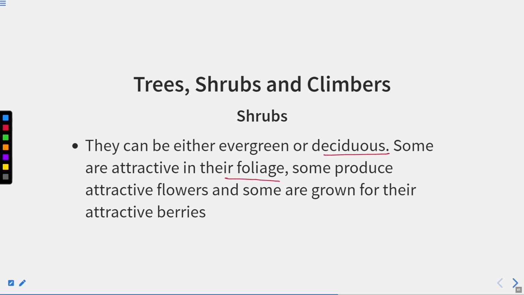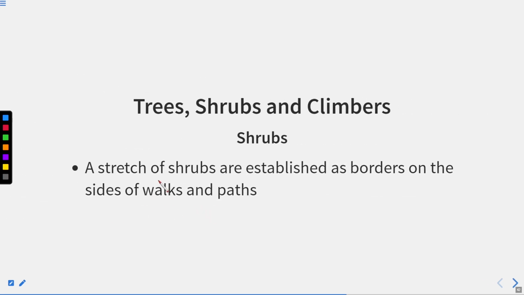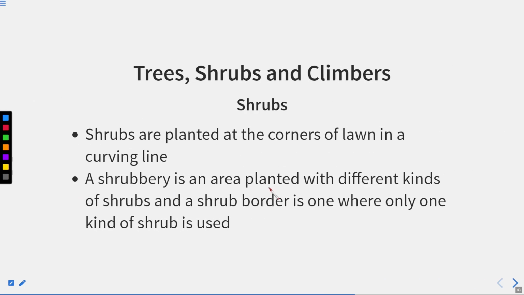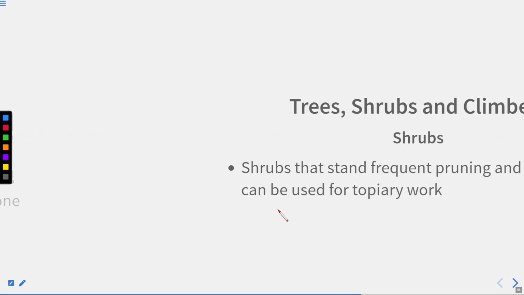Some are attractive in their foliage, some produce attractive flowers, and some are grown for their attractive berries even. A stretch of shrubs is established as a border on the side of walks and paths in the garden. Shrubs are planted at the corners of the lawns in a curving line. A shrubbery is an area planted with different kinds of shrubs, and a shrub border is one where only one kind of shrub is used.